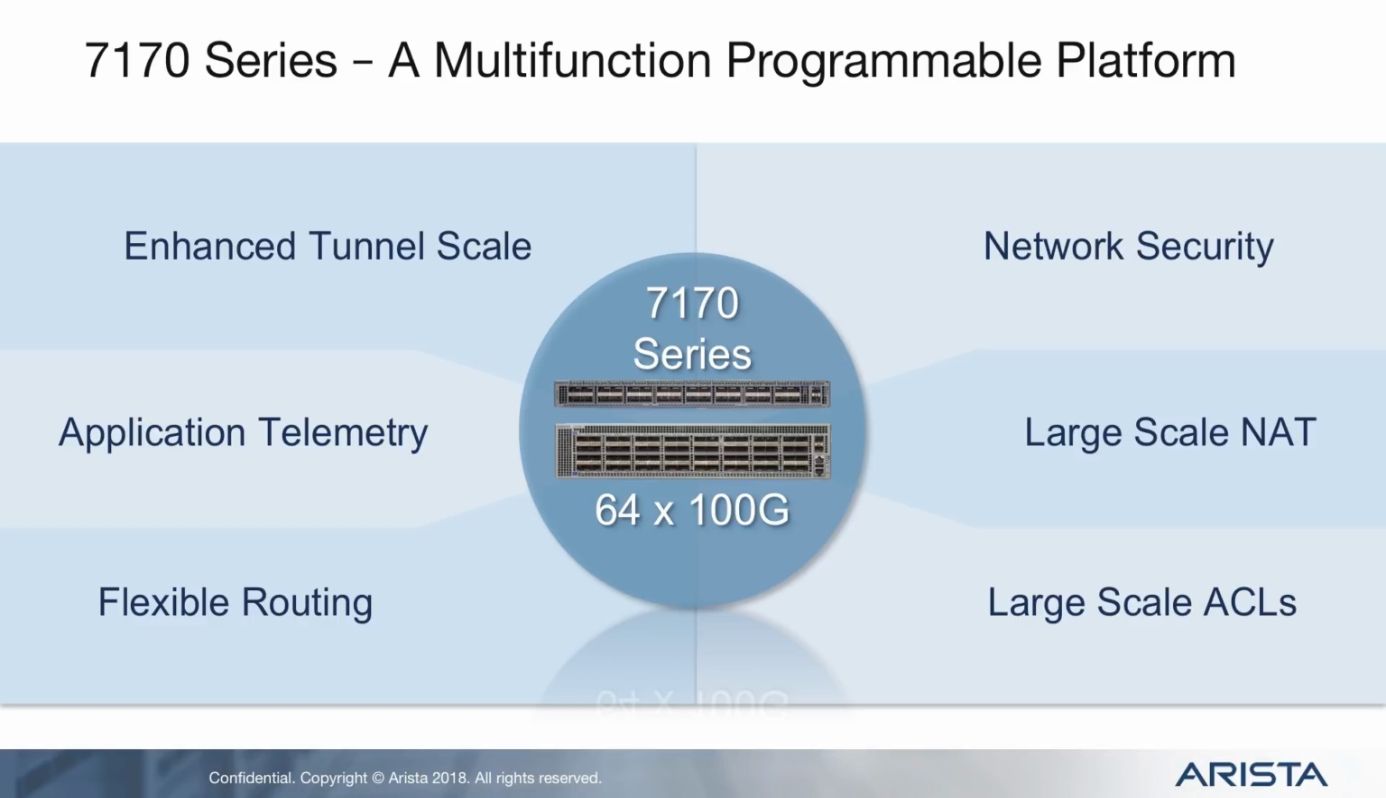So we have support for large tunnel scale, embedded application telemetry with deep visibility, high performance and flexible routing capability, and then we have a set of security and network address translation capabilities in combination with large scale ACLs. So these are just some of the ideas or some of the flavors of the capabilities that can be enabled with the 7170 series. And some of these are taking features and functionality that are possible on some of the other systems, but increasing the scale, or doing it in a way or a level of performance that isn't necessarily possible on the other systems.